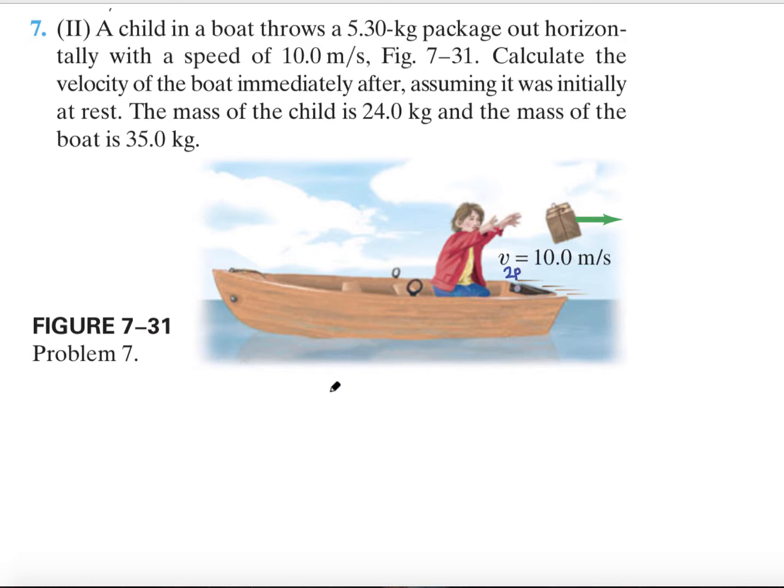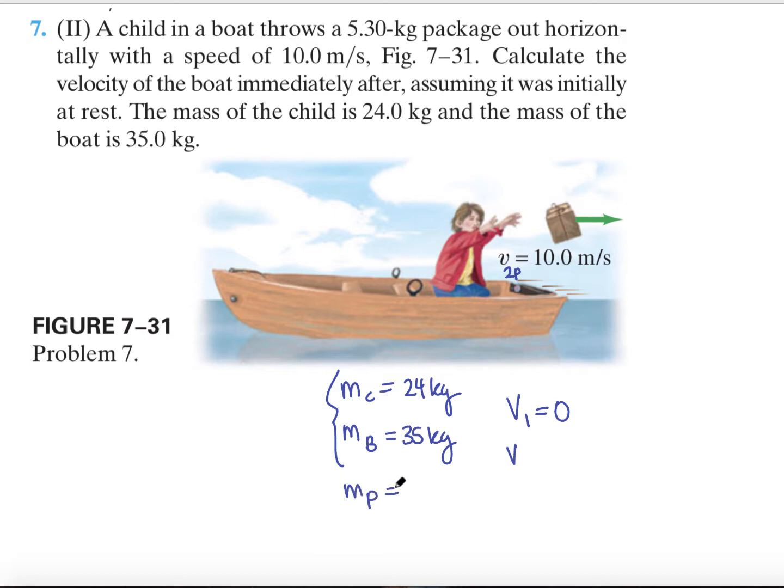Because our child and our boat are initially at rest, because the child's in the boat. So mass of the child is given to be 24 kilograms. Mass of the boat is given to be 35 kilograms. They both have an initial velocity of 0, so V1 we'll say is 0. After the collision, we do not know what the velocity of the boat is, but it must contain the child as well, because the child did not throw themselves out.